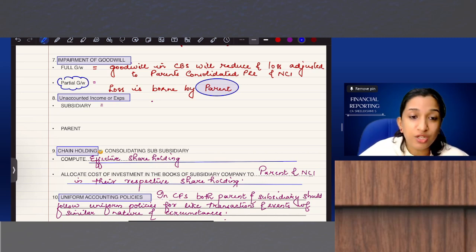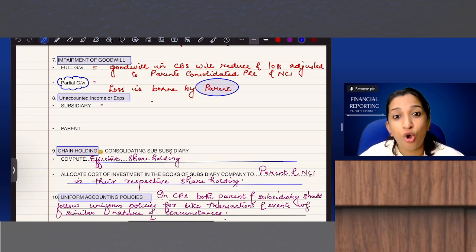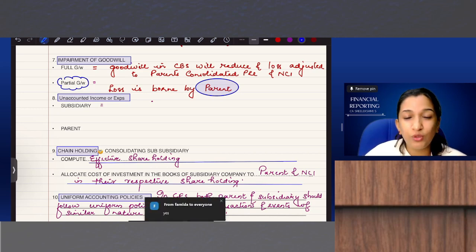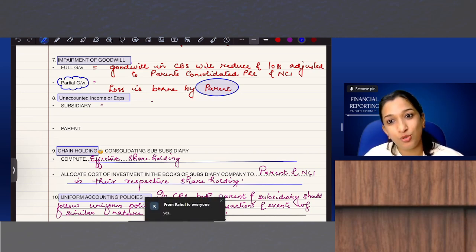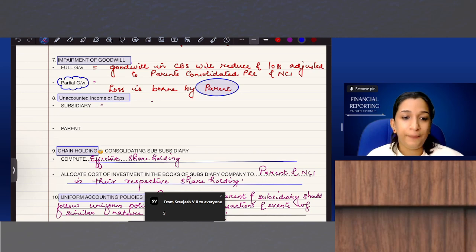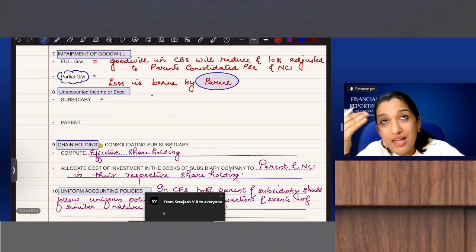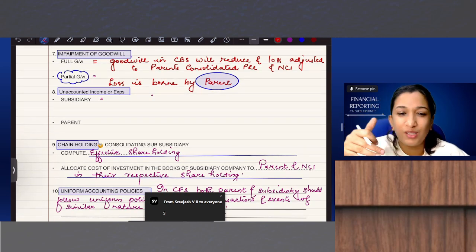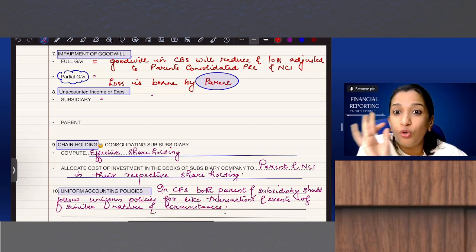Then if it is partial goodwill, grossing up of goodwill, notional goodwill raised, that we tried yesterday. Do you have that November 23 RTP question? Grossing up: yesterday's goodwill was 2,07,200, divide by 18 to 100. Very important adjustment, very important question. If the question asks me to calculate, I need to gross up and calculate, but loss will be adjusted only to parent.